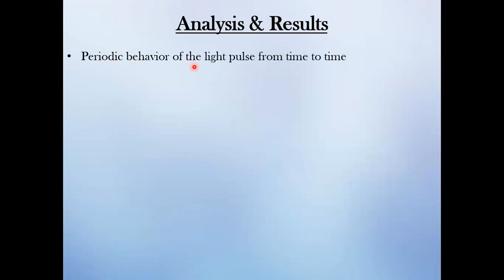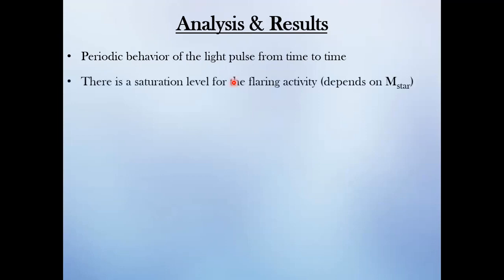There is a periodic behavior of light pulse from time to time. That was the last slide I showed; that was one pulse. It may happen that this pulse is periodic, like in many binary systems, or some other stars which actually show this periodic behavior. So we get a lot of information from that.